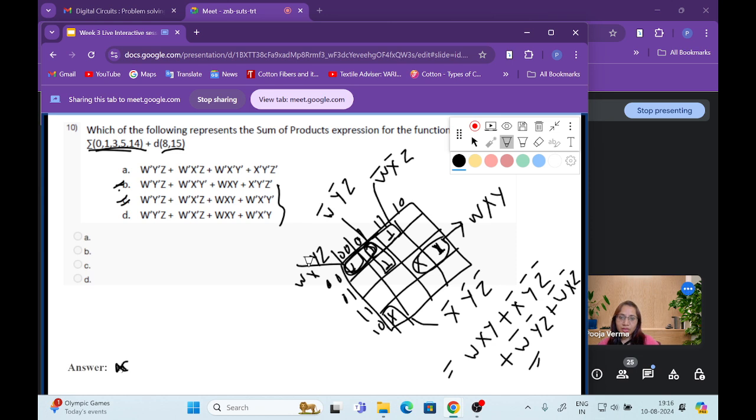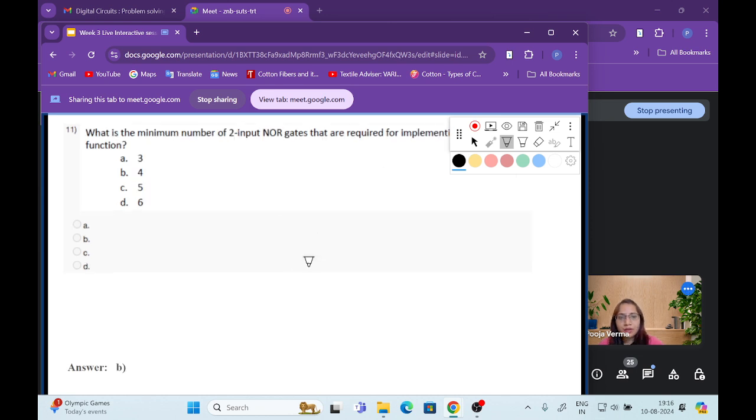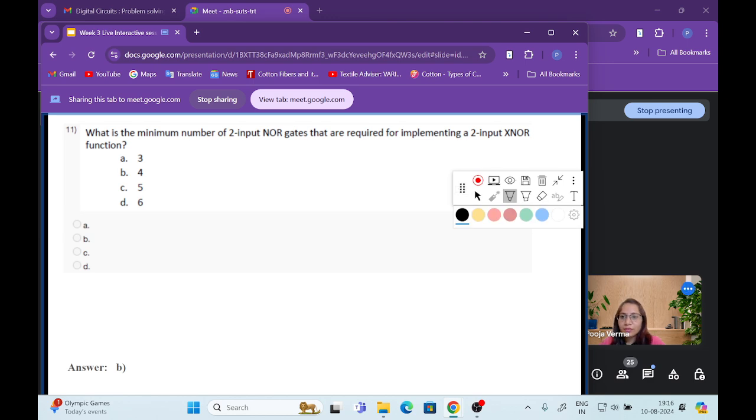So moving to the next question. So next question is, what is the minimum number of two input NOR gates that are required to implement a two input XNOR gate? Okay, we have to make a two input XNOR gate using two input NOR gate only. So first we need to write down what will be the expression for XNOR gate. Let the expression be represented by the symbol Y. Two inputs are X and Y.